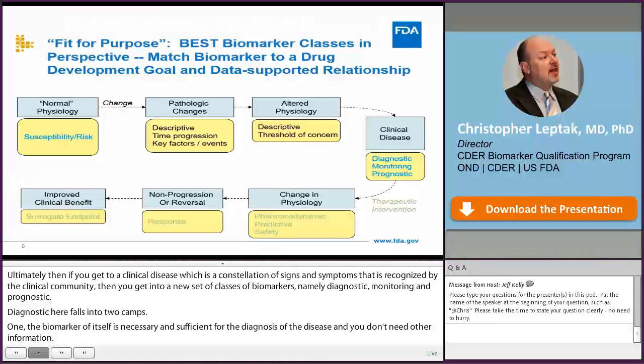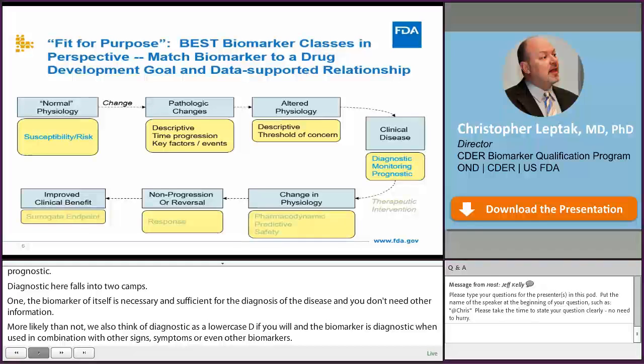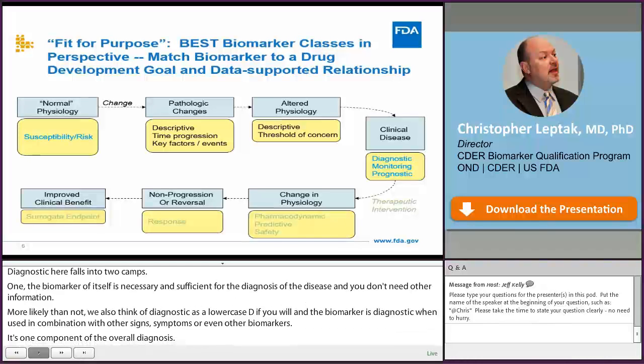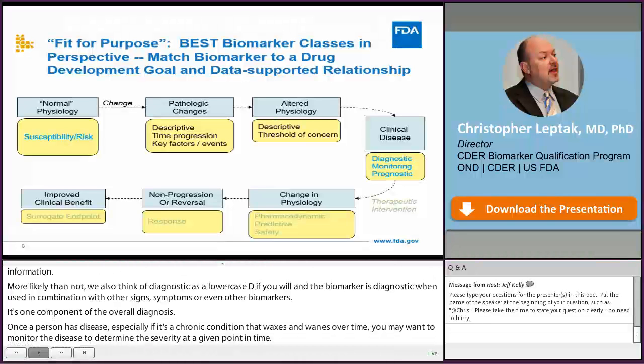Once a person has disease, especially if it's a chronic condition that waxes and wanes over time, you may want to monitor the disease to determine the severity at a given point in time, and whether or not that condition has changed in some ways, such that you may want to go to a different class of agents. But overall, you want to see what the status of the disease is in the person that's being studied.